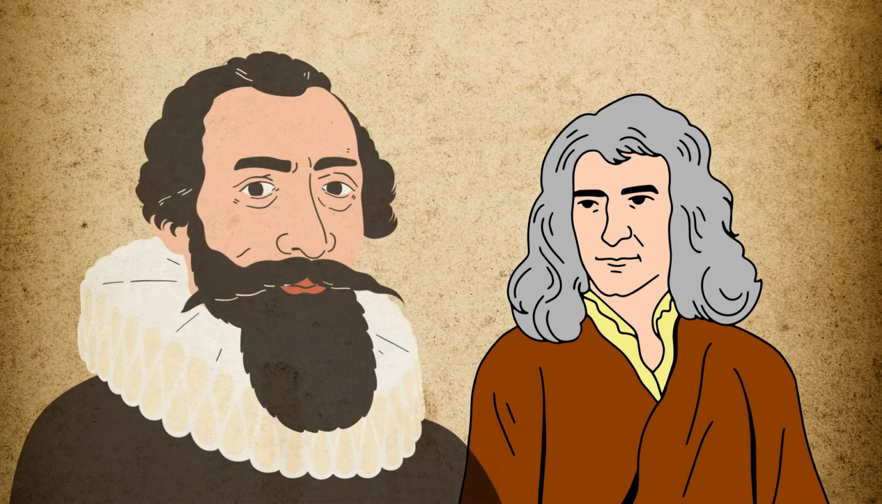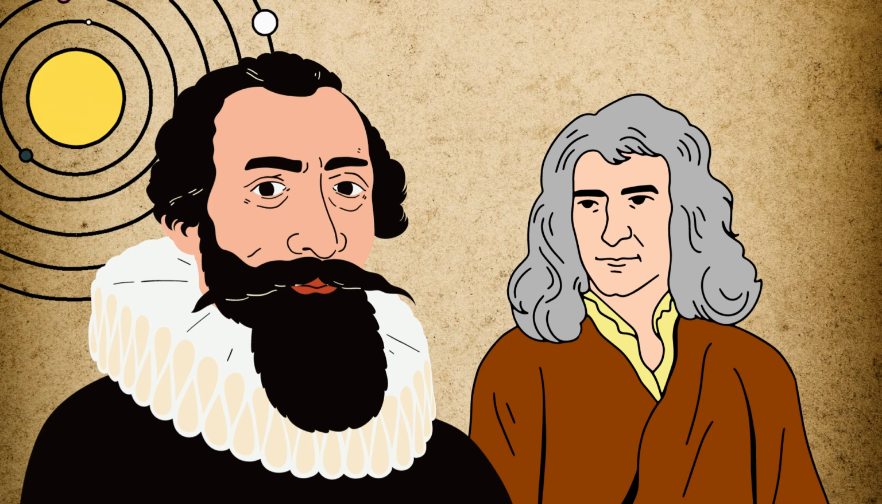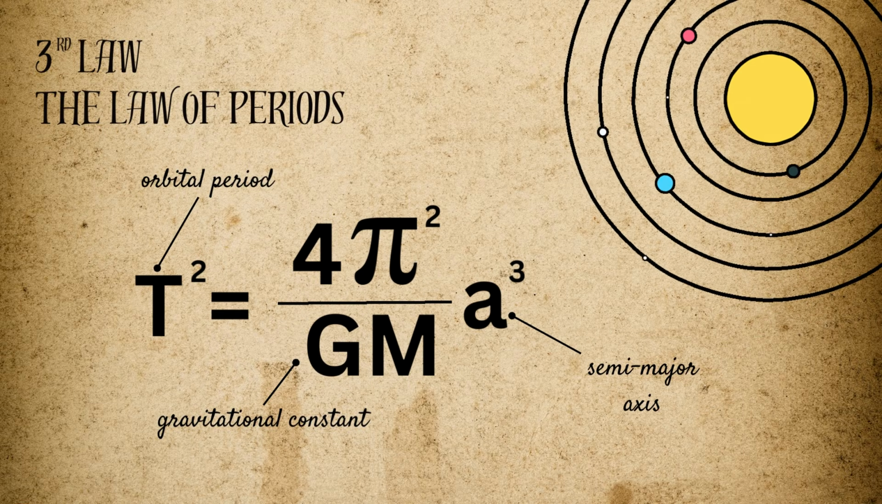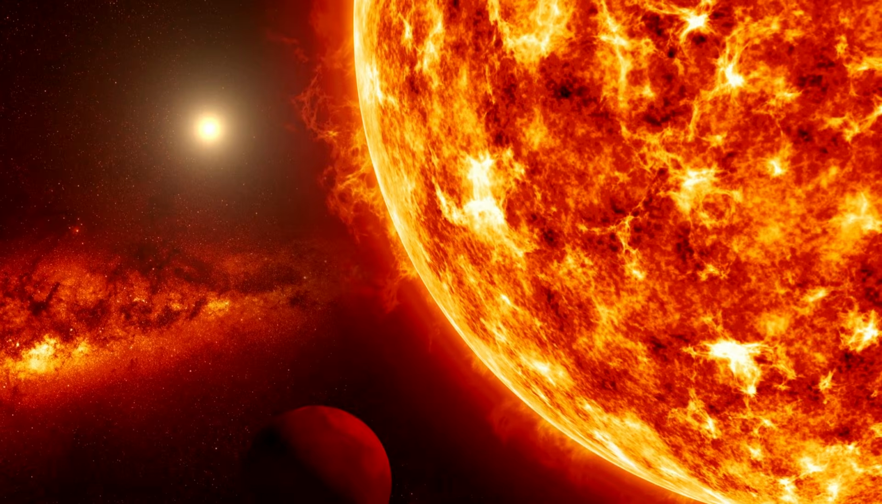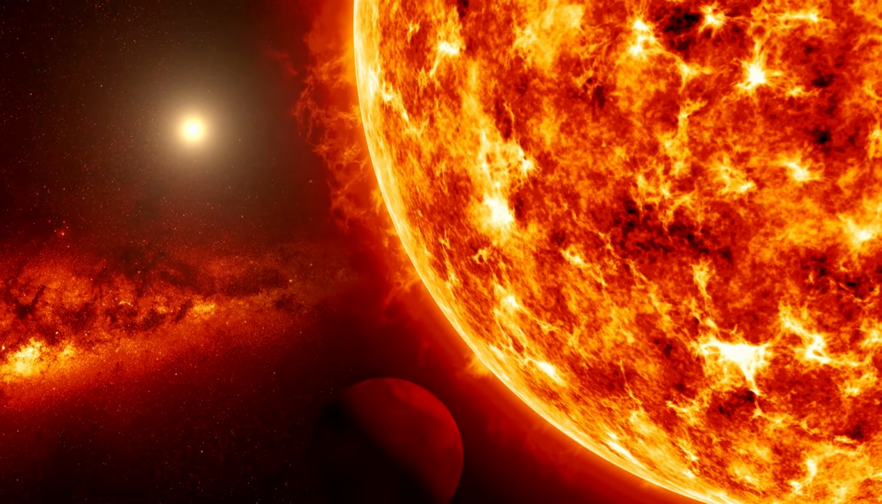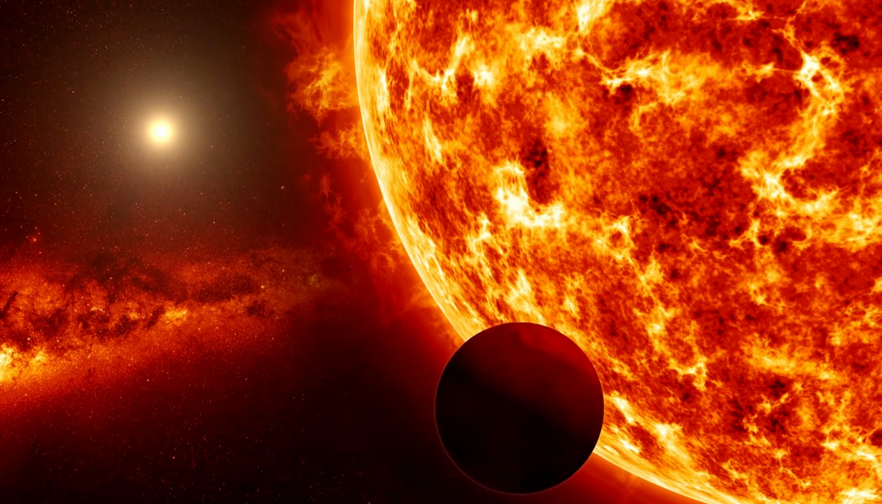Thanks to Newton, we know that Kepler's third law is a consequence of the law of gravitation. By applying what Newton discovered about how gravity works in the universe to the relationship that Kepler discovered, we can express Kepler's third law as a mathematical equation and use it to work out the mass of the Sun. And we are not limited to our own solar system. Kepler's third law can be used to learn more about worlds around other stars, which we call exoplanets.